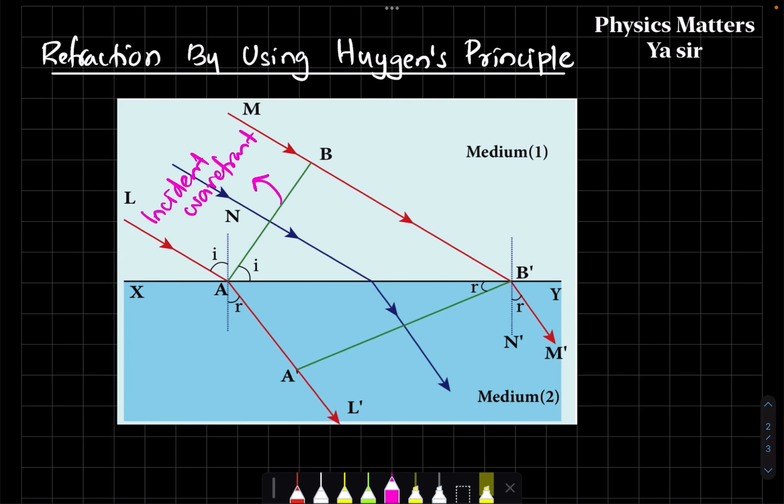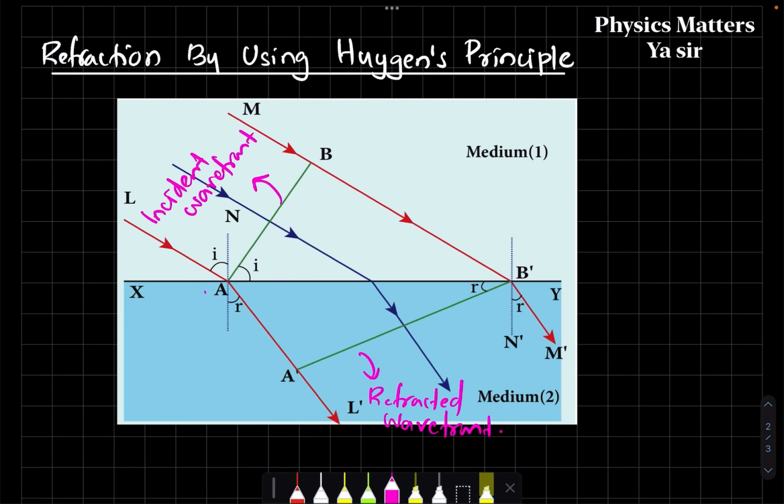And what about the second one? Look at this A dash. This one is nothing but the refracted ray, and B M dash. You can say that A dash L dash is a refracted wavelet, and here B M dash also you can see. Also, here I am going to draw a line which is perpendicular to the direction of propagation after refraction. So this is nothing but the refracted wavefront.